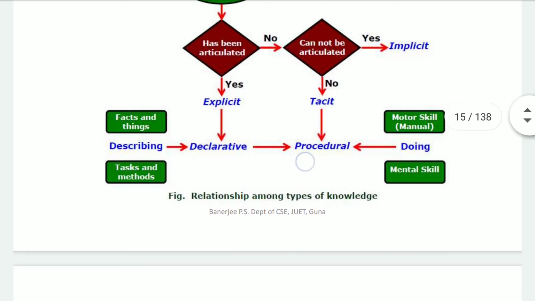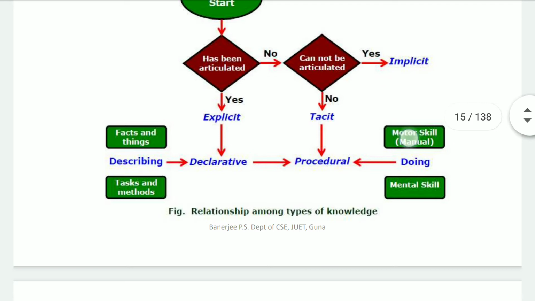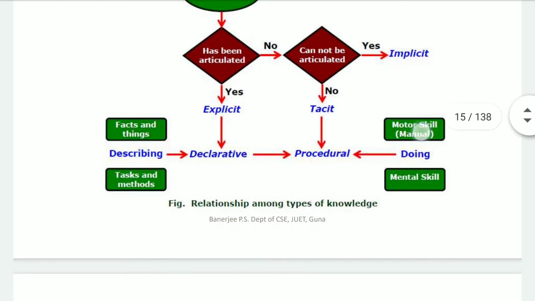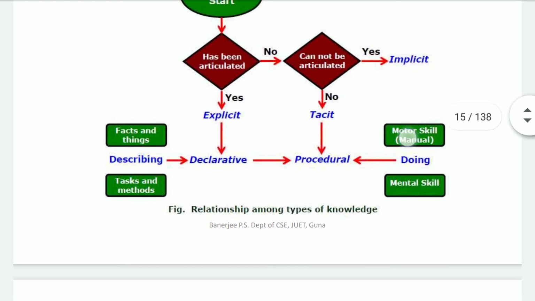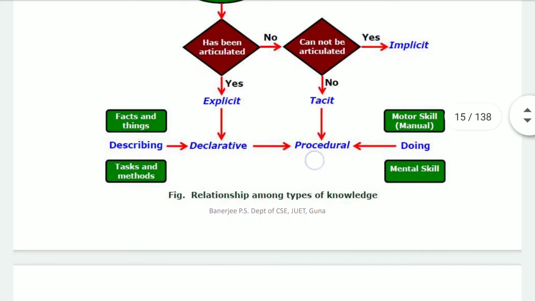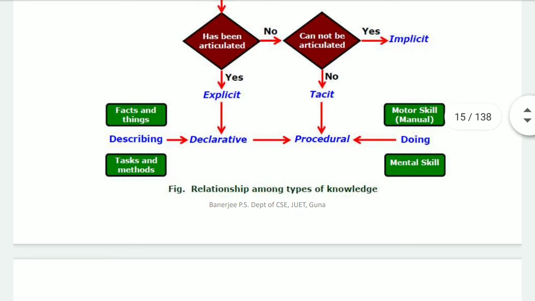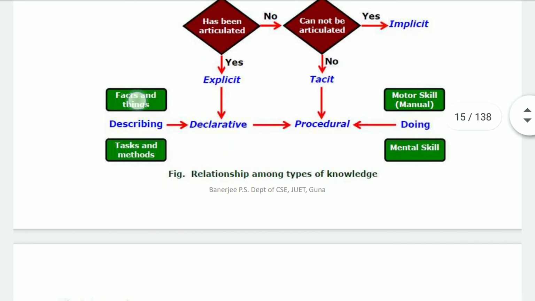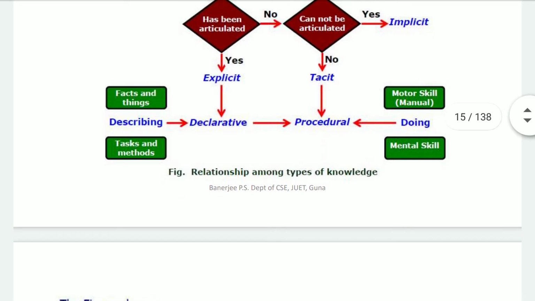Procedural knowledge comes from what? Motor skills, that means manual, that means through experience over ages. This thing you cannot give to others. These are some of the definitions that are already there previously. You can go through lecture number 8. Procedural knowledge is gained by doing something, that means mental skill, whereas declarative knowledge is through facts and things, tasks and methods.